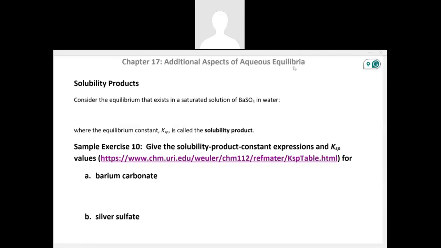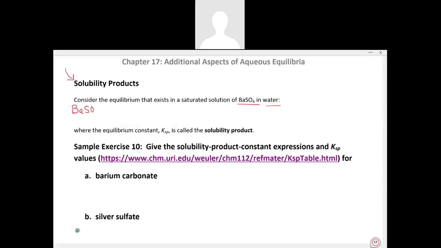In this next video from chapter 17, we're now going to take a look at another aspect of aqueous equilibria, something called the solubility products. So let's take a moment here, and as we're asked here, to consider the equilibrium of a saturated solution of barium sulfate in water. So what would that look like if we were to draw this out?